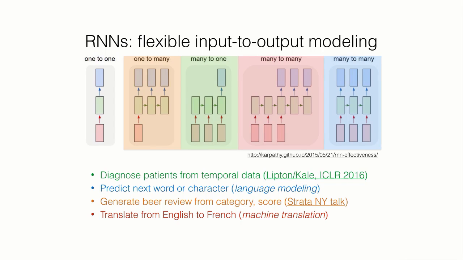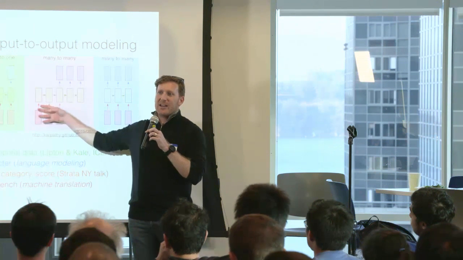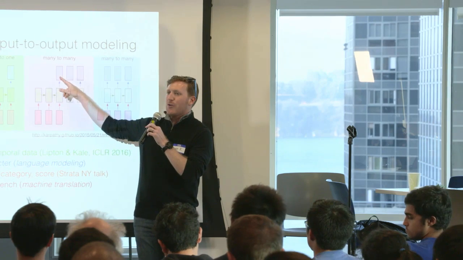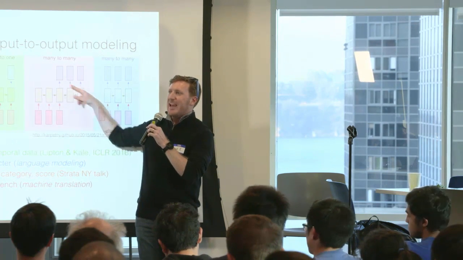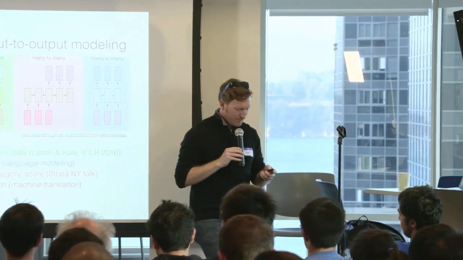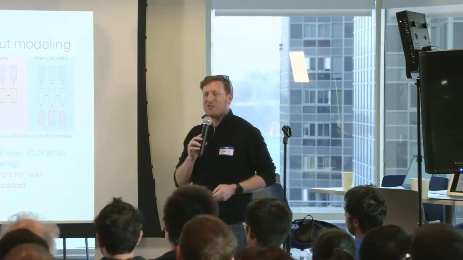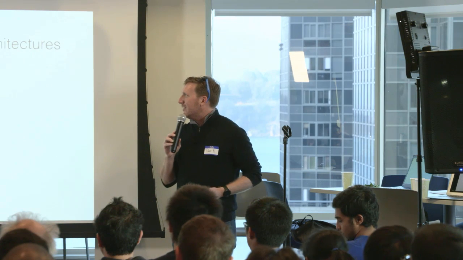Then there's machine translation, translating, let's say, from English to French. That is also a many-to-many problem, where typically you have an encoder network that encodes your English into some hidden state, and then a decoder network that evolves that hidden state and spits out French. So RNNs, very powerful and flexible. You can do a lot of damage and cause yourself a lot of pain with them.